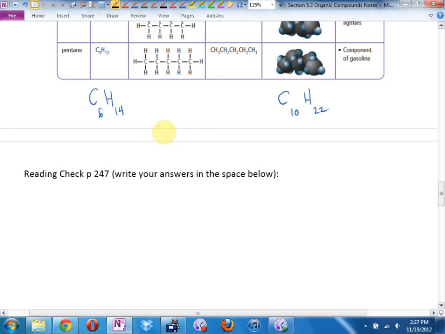247. So the first question says, what element must be present for a compound to be considered organic? Carbon. Okay, that you got to memorize. What other element is almost always present in an organic molecule? Almost always. Why not always? By the way, there's exceptions to all the rules that I'm giving you. As soon as we go further down the periodic table, things start acting really, really weird. That's why we're sticking around mostly at the top.